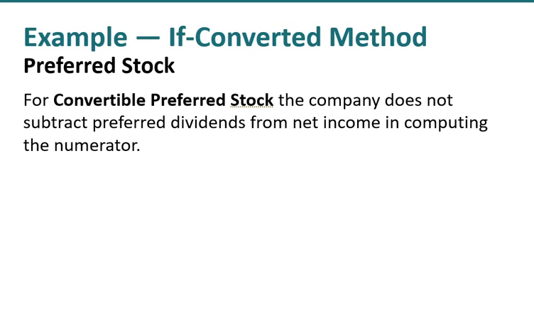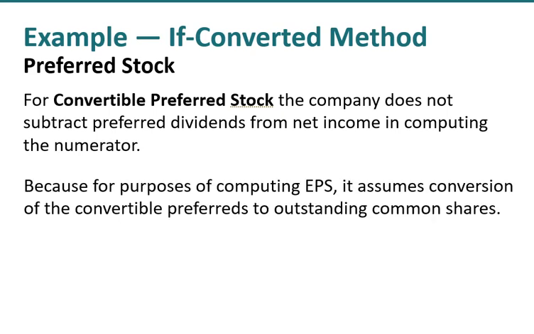Let's consider another example, preferred stock. If we convert the preferred stock into common stock, then we will increase the denominator, weighted average shares outstanding, but we will also increase the numerator, because recall the numerator is net income available to common shareholders. And again, this is because for the purposes of computing earnings per share, we're going to assume the convertible preferred shares are converted to common stock. Now again, if this were to increase our earnings per share calculation, then the preferred shares would be considered anti-dilutive, and we would exclude them from the calculation.